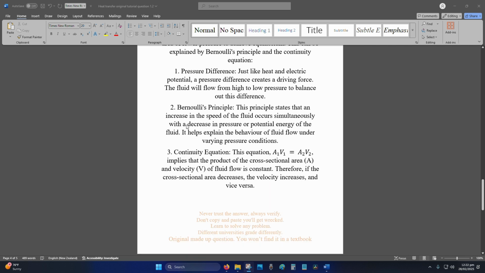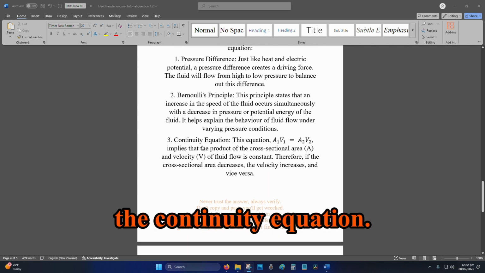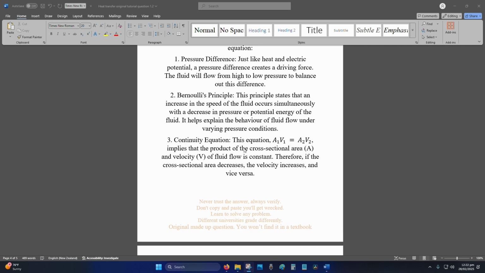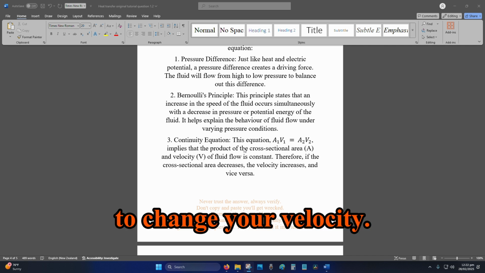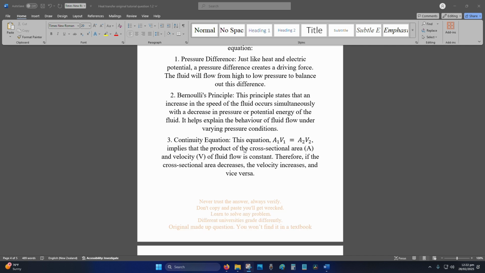And then we talk about the continuity equation. That's just manipulating your surface area to change your velocity. So when you change the cross-sectional area, you can change the velocity of the fluid.